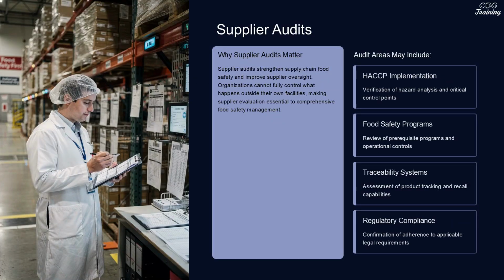Supplier audits strengthen supply chain controls and improve supplier oversight. Organizations cannot fully control what happens outside their own facilities, making supplier audits essential to comprehensive food safety management. Audit areas may include HACCP implementation, food safety programs, traceability systems, and regulatory compliance.